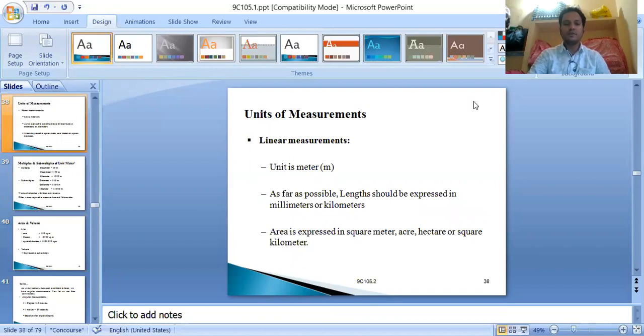We have different units of measurements for linear measurements. Let us see. The unit is meter. As far as possible, length should be expressed in millimeters or kilometers. The area is expressed in square meters, acres, hectares, or square kilometers. We will see some of the conversions which we will use in surveying. So these conversions should be remembered. These are very useful for future purposes.